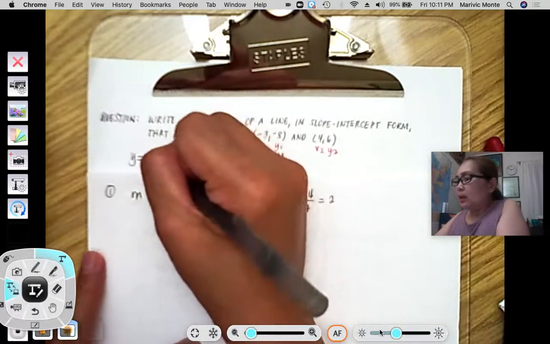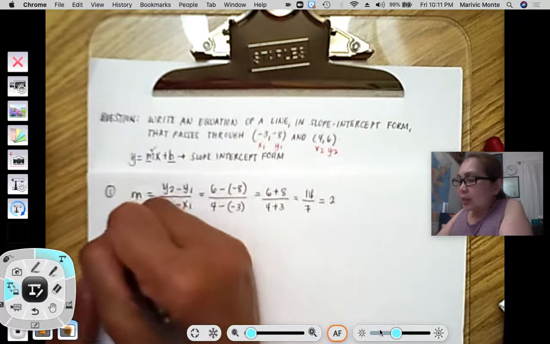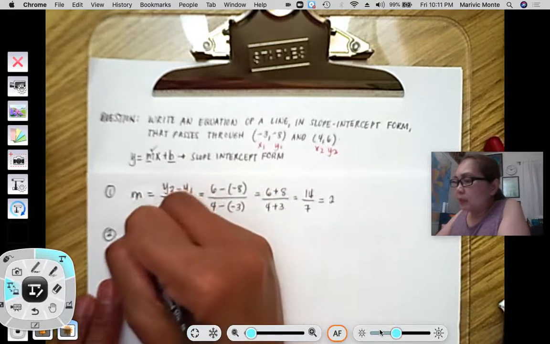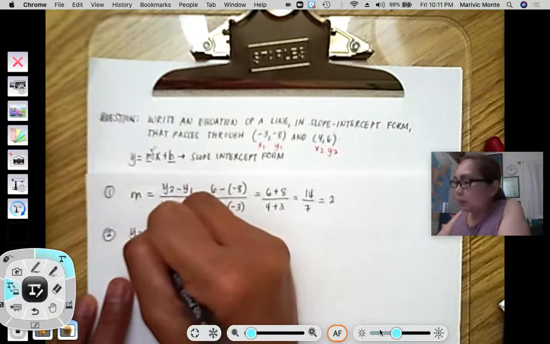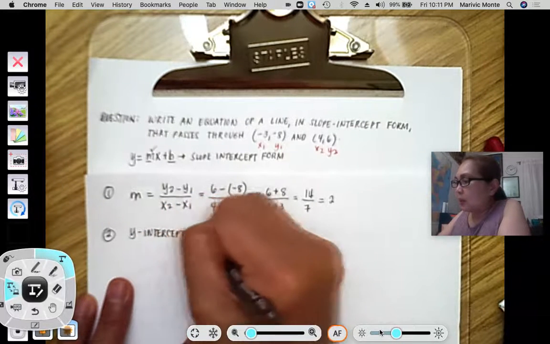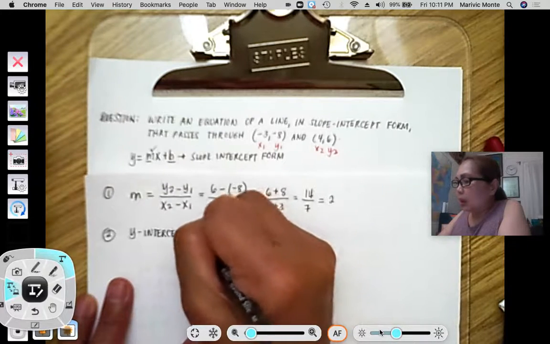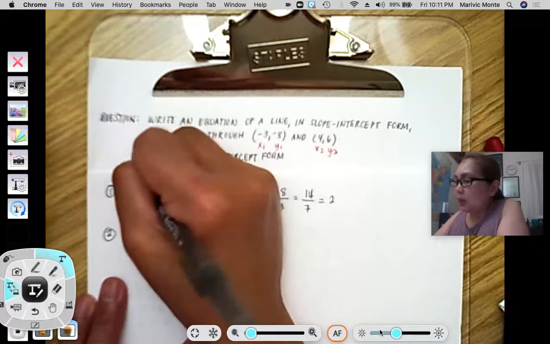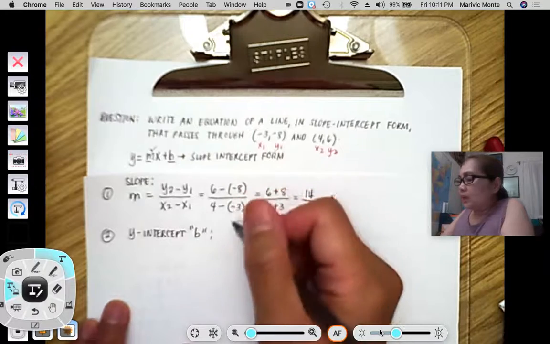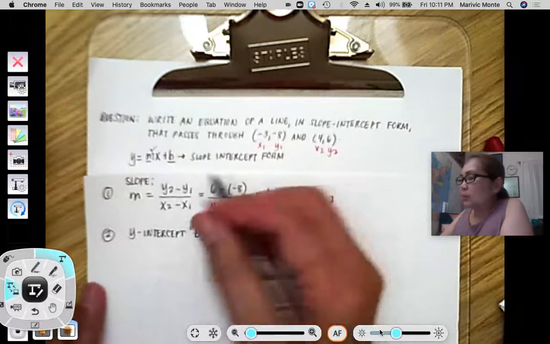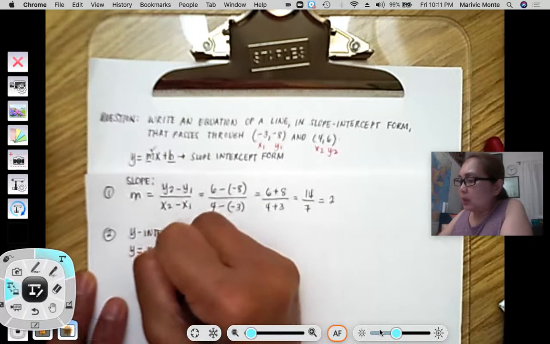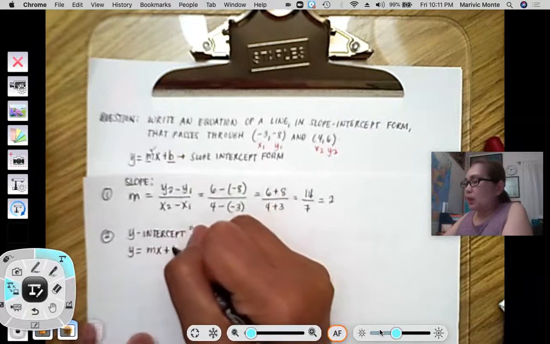So this one, we already have it. Next step, let's look for the y-intercept, b. So let's put there, y-intercept b, and let's say this is the slope, just to label things. Okay, so to look for the y-intercept, we need to use the slope-intercept form. So I'm going to put here y equals mx plus b, because we need that formula.